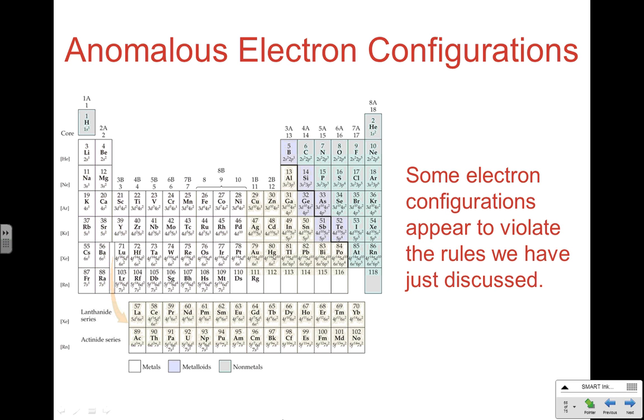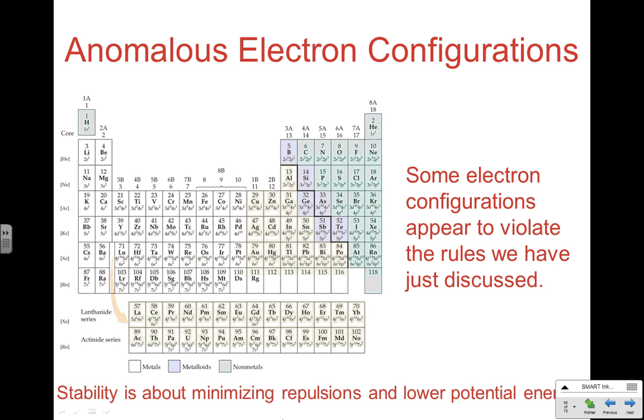It's because these aren't questions I'm really going to be asking you about on my test, or you can expect to see on the AP test. But honestly, for freshman chemistry, it's something you should at least be familiar with. Some electron configurations appear to violate the rules that we've just talked about. And the reason why is, remember, it's all about stability. Electrons are going to exist where they are most stable, and that's about minimizing repulsions and getting to lower potential energy, because the lower potential energy, the more stable you are.